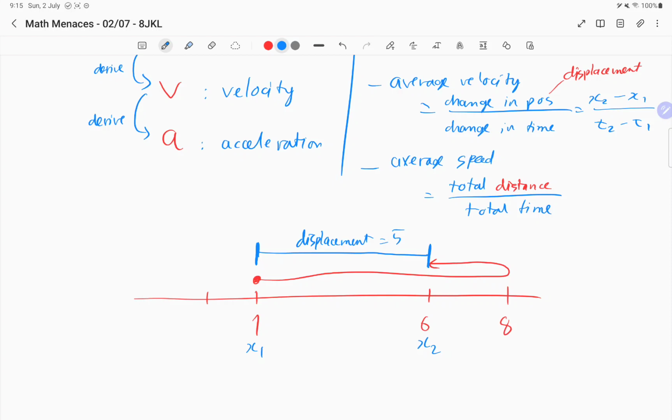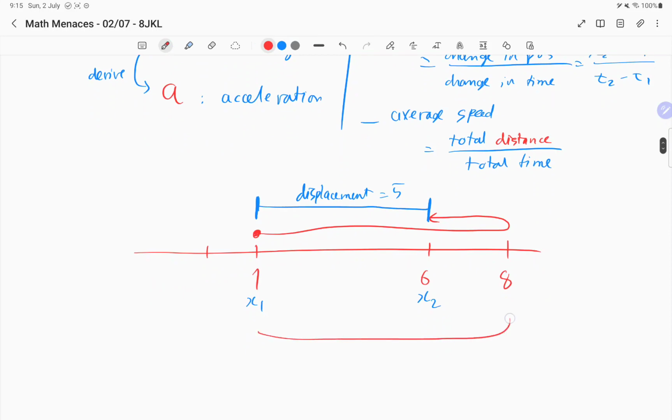Okay, but the total distance is not 5. The total distance traveled, you need to consider the 1 to 8, which is 7, and then plus another from 8 to 6, which is 2. Is 1 to 8 7 though? Yes, I made the same mistake. Okay, yes, it will be 7 plus 2, which is 9. So the total distance would be 7 plus 2, which is 9.